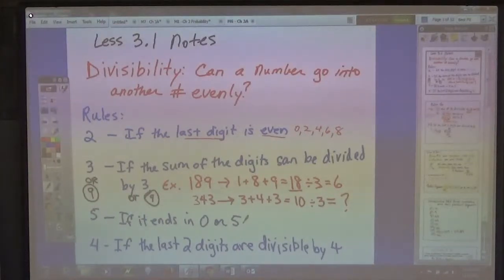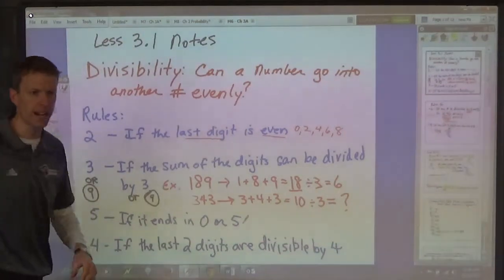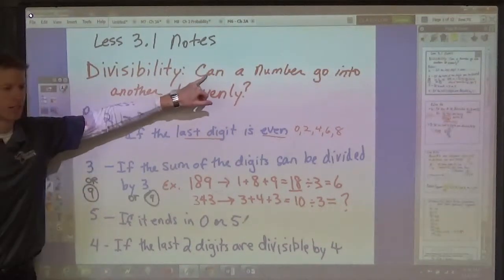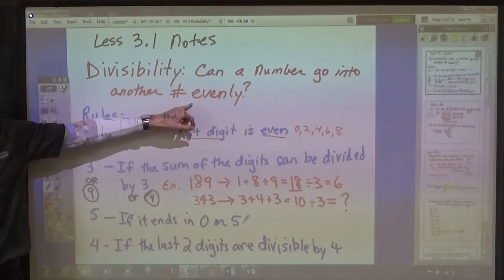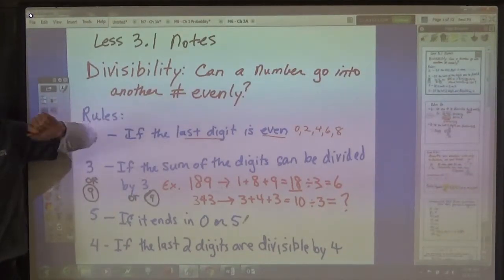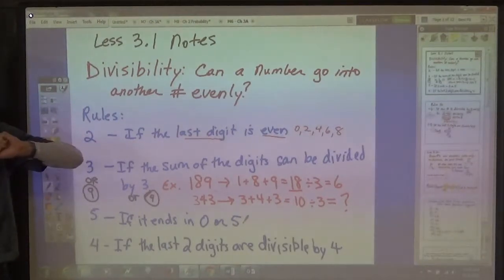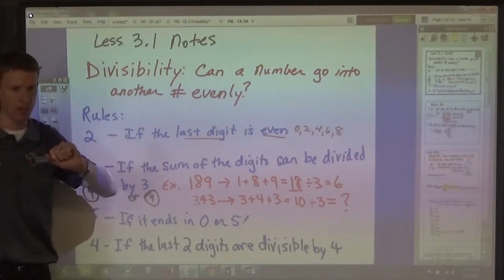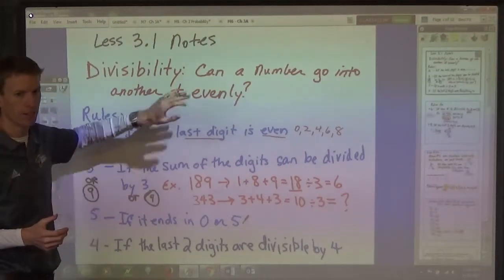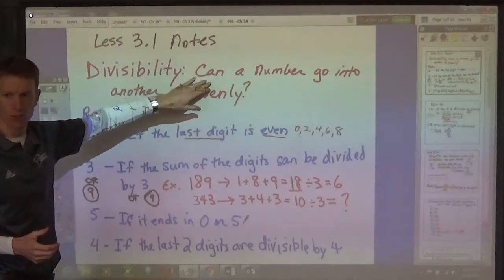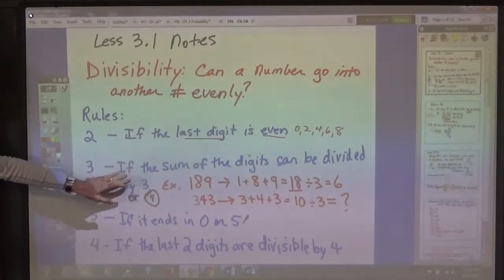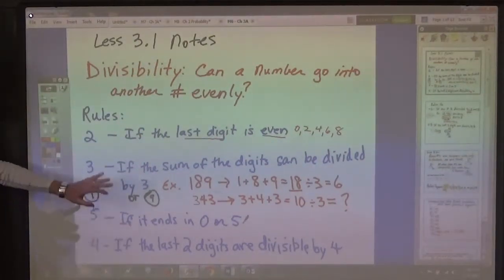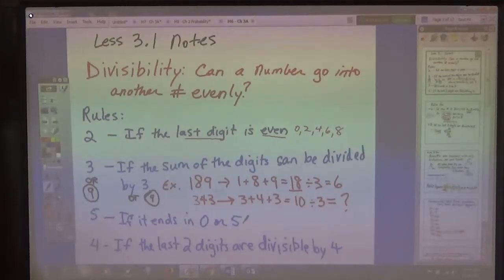Alright, so sixth graders, we're going to talk about divisibility of numbers today. Meaning, can a number go into another number evenly without a remainder? In other words, 5 can go into 10 2 times without a remainder. Okay? 10 divided by 5 is 2 without a remainder. And so there are certain numbers that you can follow rules to know if that number is divisible evenly by the other number.